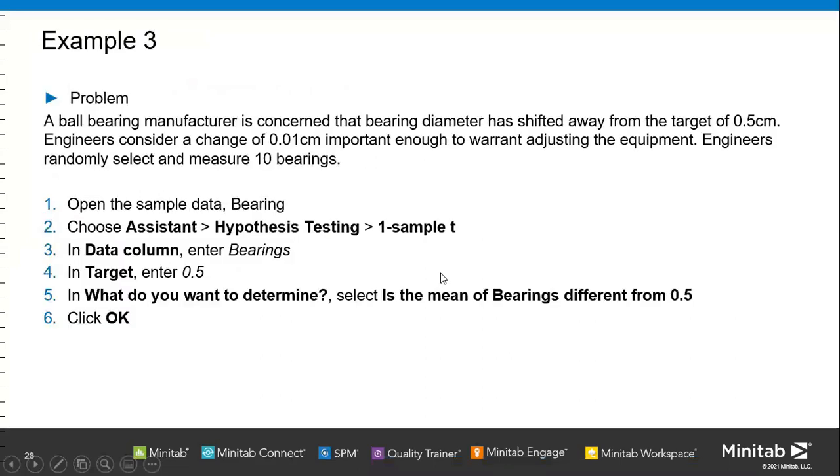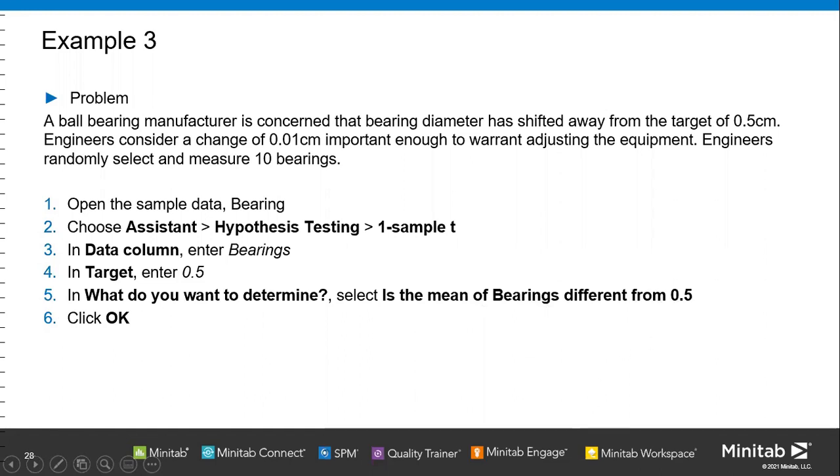So we try another example here, using the Assistant. A ball bearing manufacturer is concerned that the bearing diameter has shifted away from the target. The engineer considers a change of 0.01 important enough to warrant adjusting the equipment. So the engineer randomly selects and measures 10 bearings only. So this one is a sample only, is it? So, one-sample t. The statement they want to prove is that the mean of the bearing differs from 0.5 centimeter.